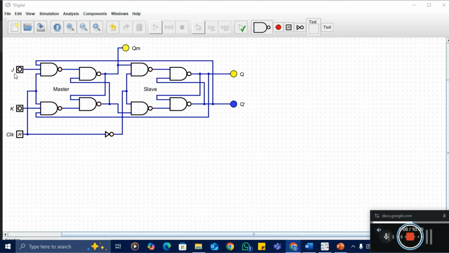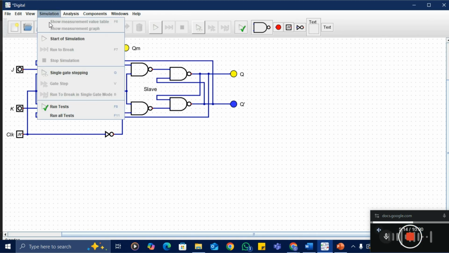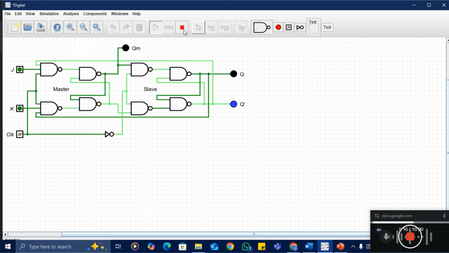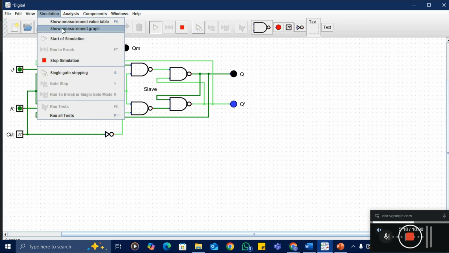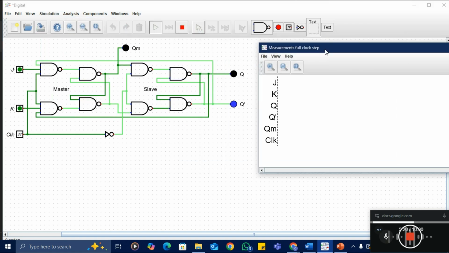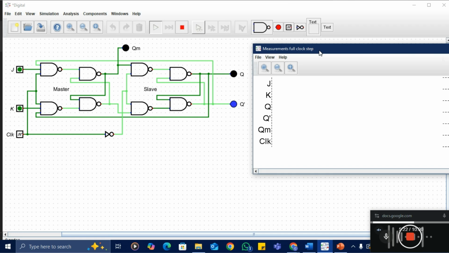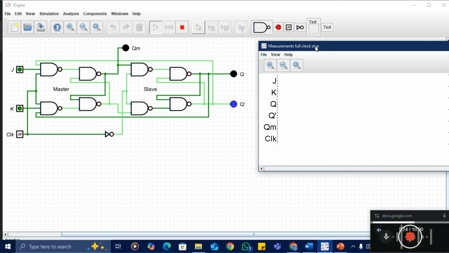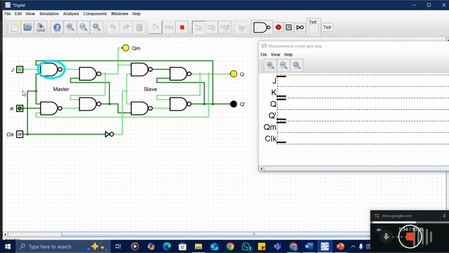Assume this is our circuit. The circuit we saw previously is given here. I'm going to simulate it and show you what is happening here, and with the graph also. The graph will be useful for finding out how it works according to the clock pulse. What I'm doing is giving input 1. This is also 1.